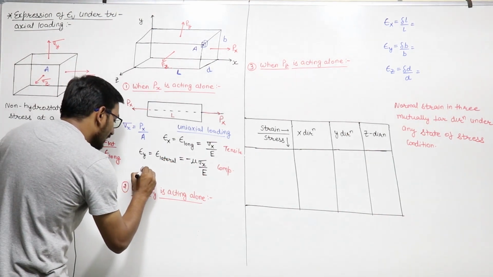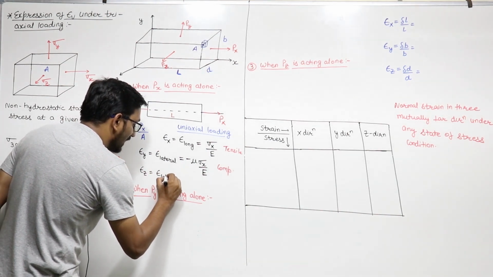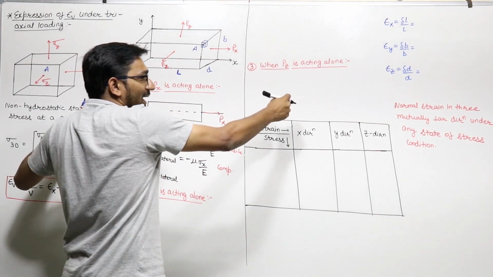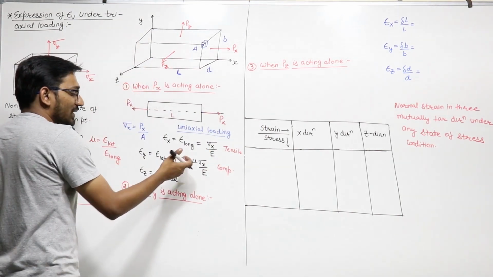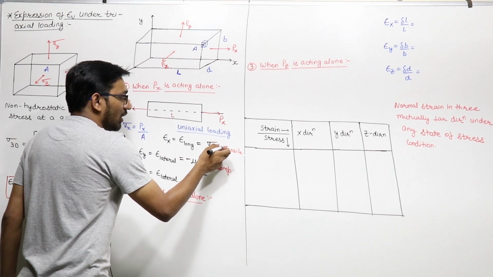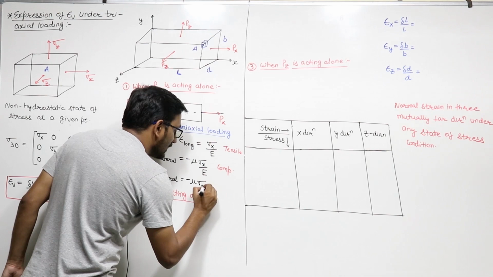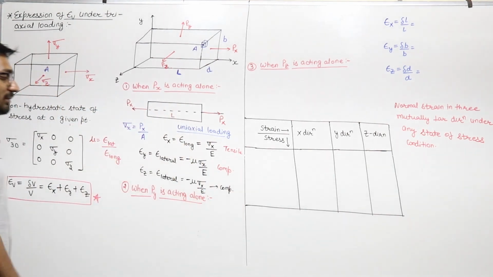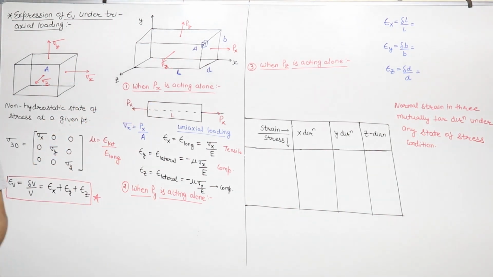And similarly epsilon z is also a lateral strain in the z direction because of load Px. Because of Px, in the x direction it is longitudinal, in the y and z directions it is lateral, and as longitudinal is positive, lateral will be negative, and that is minus mu times sigma x upon E. This is also a compressive strain. So these three strains are acting when Px is acting alone.